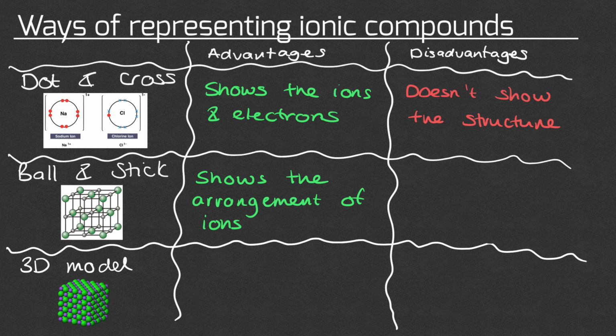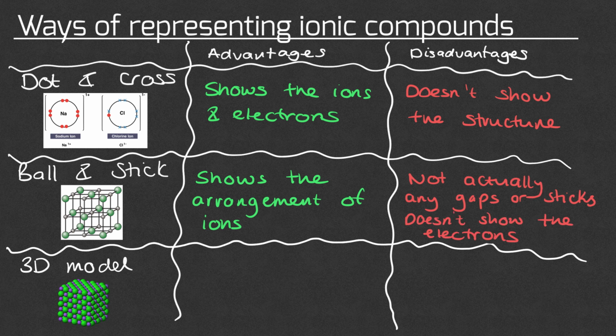An advantage of a ball and stick model is that it does show the arrangements of the ions. You can see it's cube shaped here, and you can see all the way through the diagram. A disadvantage of this representation is that there aren't actually any gaps between the different ions, and there aren't any sticks holding the different ions together. A ball and stick diagram also doesn't show you the electrons like a dot and cross diagram does.